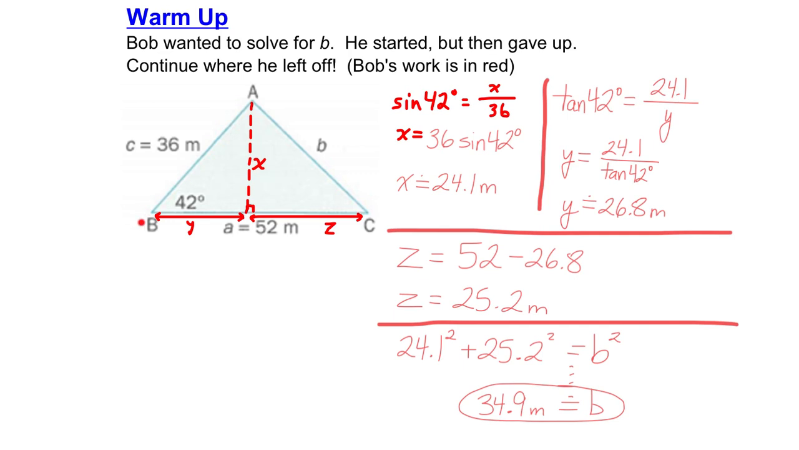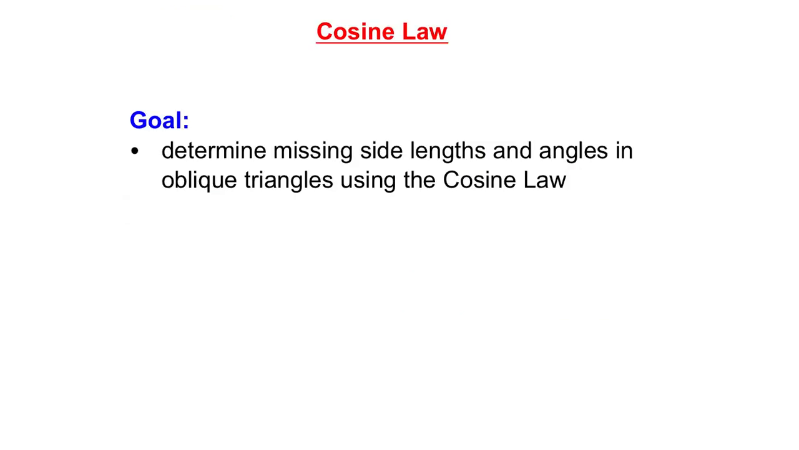But if you do have a triangle like this, you don't have to break it up like Bob did and solve it using these 4 different steps here. There is an easier way to solve a triangle like this. If you can't use the sine law, we can use the cosine law. That's what this lesson is about. So we're going to determine missing side lengths and angles in oblique triangles using the cosine law. Remember, oblique triangles are just non-right triangles. And our goal is the same, find side lengths and angles.